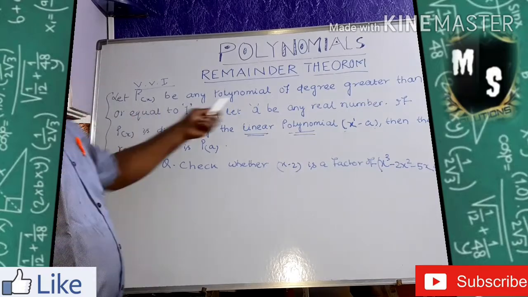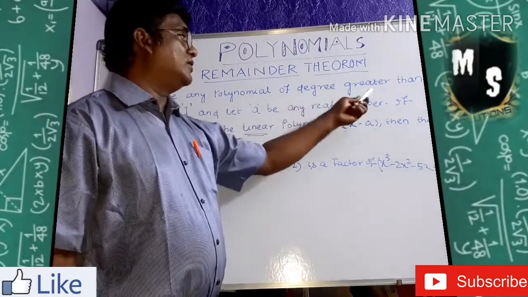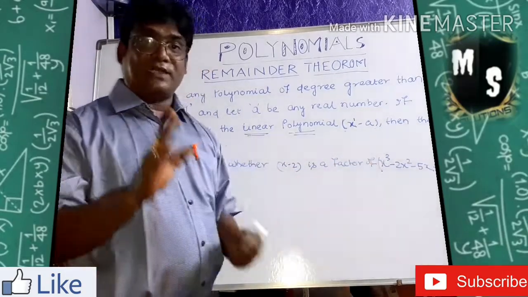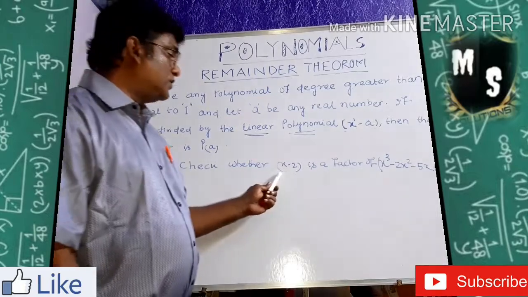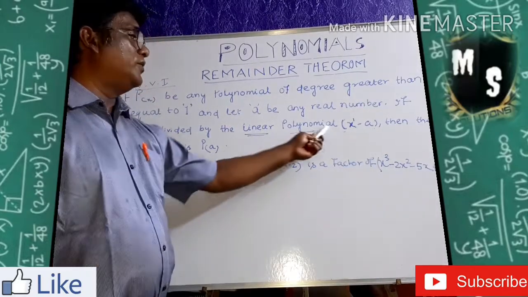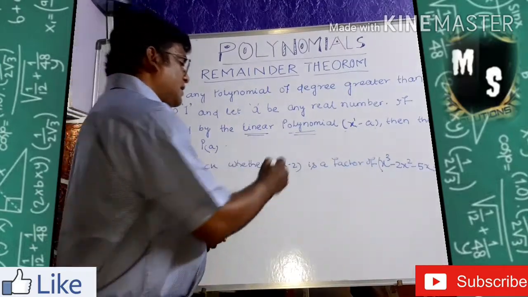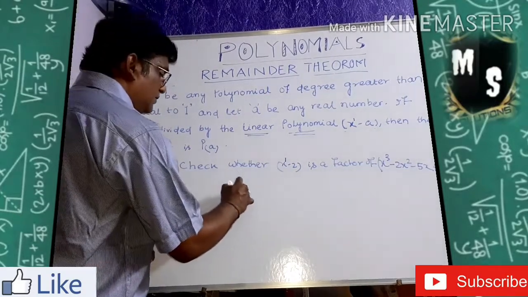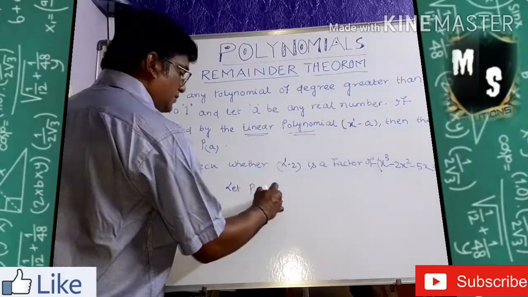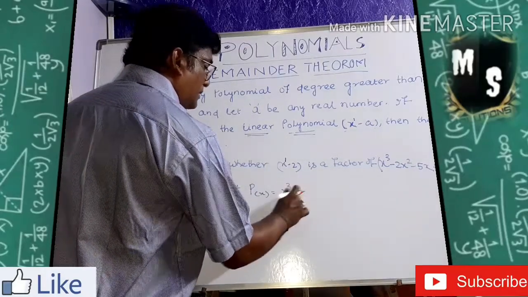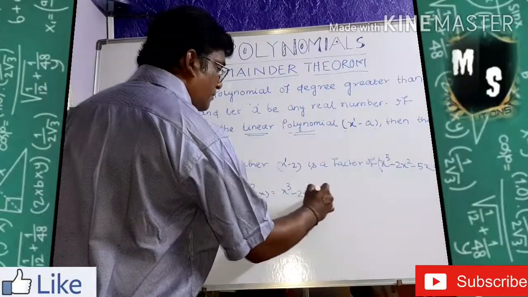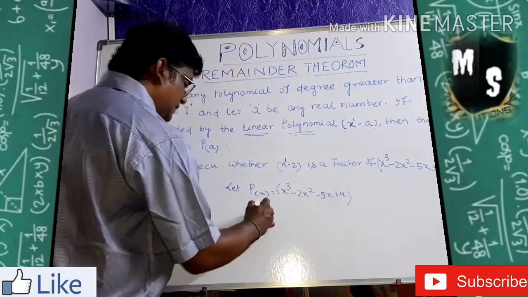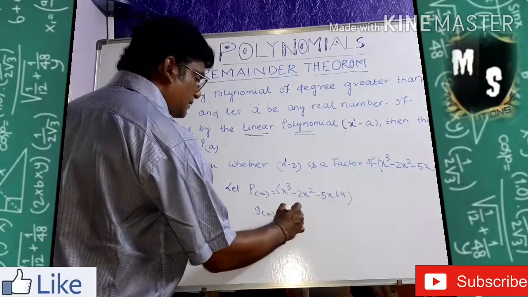What is the degree of p(x)? Greater than or equal to 1. It is greater than 1 now because it is a degree 3 polynomial. The polynomial you are going to divide by is a linear polynomial. So now let your p(x) be x cube minus 2x square minus 5x plus 4. Clear? Now what is your g(x)? g(x) is equal to x minus 2.